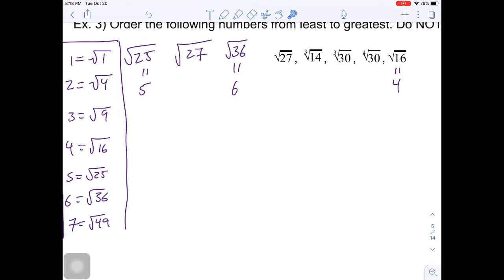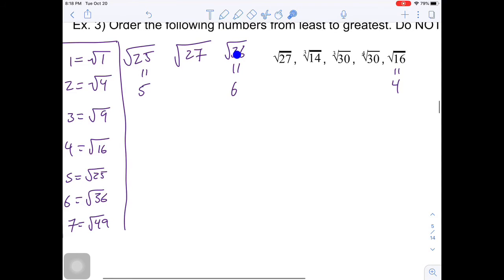So now we can estimate. 27 is way closer to 25 than it is to 36, so this is going to be closer to 5 than it is to 6. So this is roughly going to equal, I'm going to say roughly about 5.2, and maybe I'll put 5.25. Okay, so that's my estimate there, 5.25.